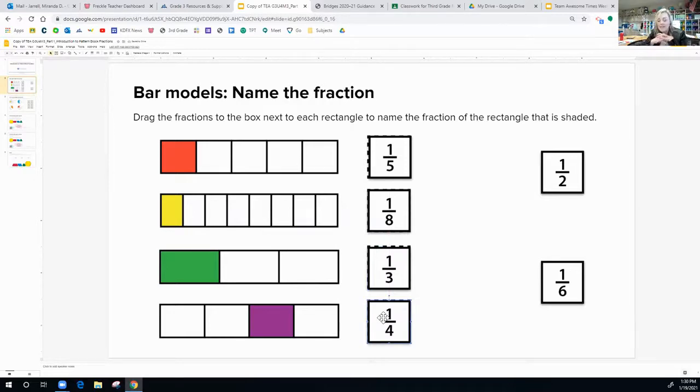Now, if I asked you to order them from biggest to smallest, you could look at these models and you could do that. Remember, the bigger the denominator, the smaller the pieces. So the smallest fraction is actually 1/8. It's shared with the most people, and the piece is the smallest. The next one would be 1/5. It's shared with the second most people. Then we would have a 1/4, and then the biggest fraction is 1/3.